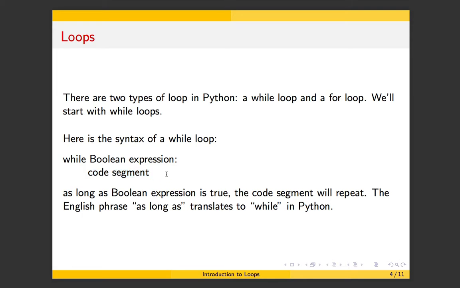Okay, so all that to say, the English word "if" translates to "if" in Python, nicely enough. The English phrase "as long as," or sometimes you might see the word "until" used here, but as long as you want something done, that translates to "while" in Python. So if you're translating Python code to English in your head, whenever you see a while, you should translate it to "as long as."